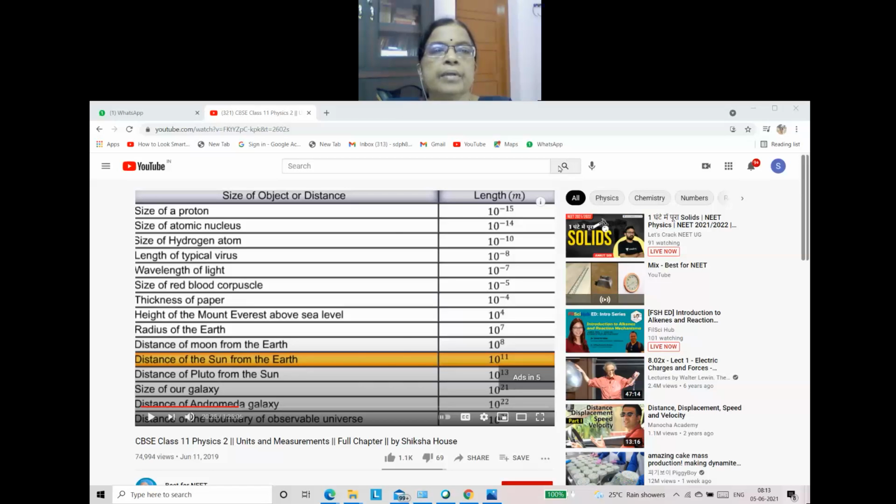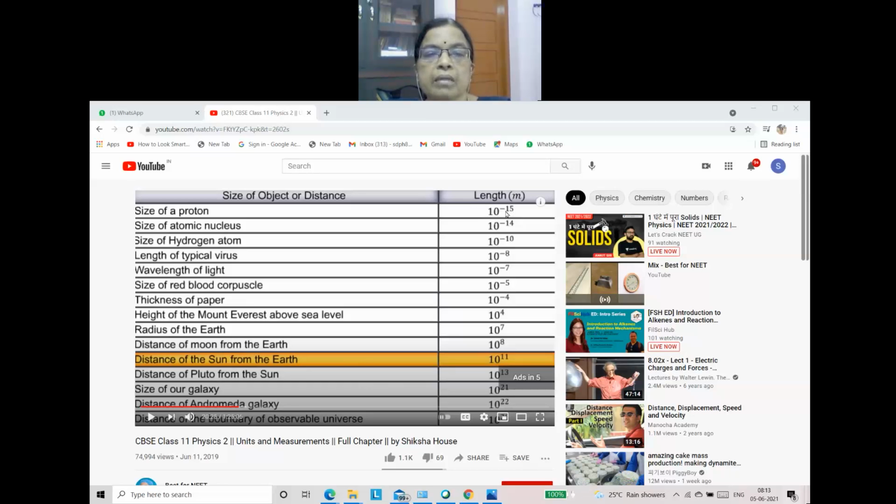So children, today we have to discuss size of object or distance. You see, size of proton. In meter it is given. Size of proton is 10 raised to minus 15 meter. Very small. It is 10 raised to minus 15.